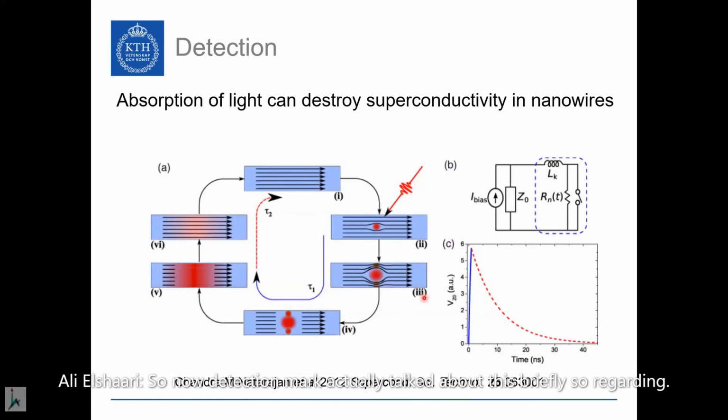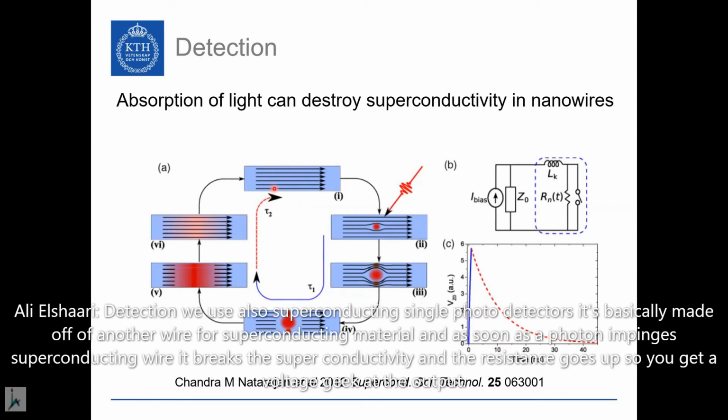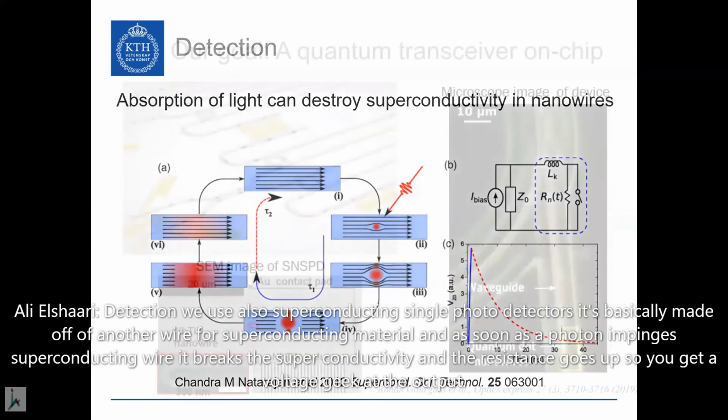So now detection, Mark actually talked about this briefly. So regarding detection, we use also superconducting single photon detectors. It's basically made of a nanowire of a superconducting material. And as soon as a photon impinges the superconducting wire, it breaks the superconductivity and the resistance goes up. So you get a voltage peak at the output.